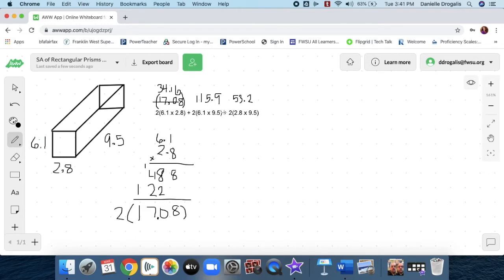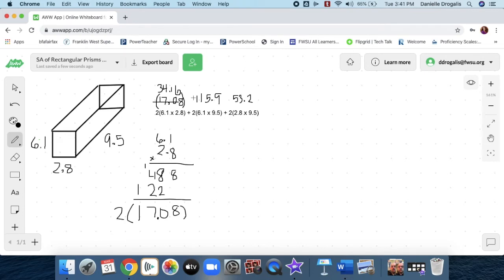No matter the order, you're going to get the same result because it's multiplication. No matter the way you order, 5 times 3 times 2 is the same thing as 2 times 3 times 5. You can have that flexibility in your multiplication.